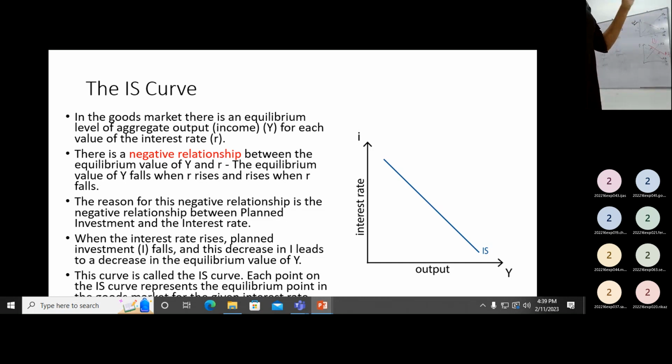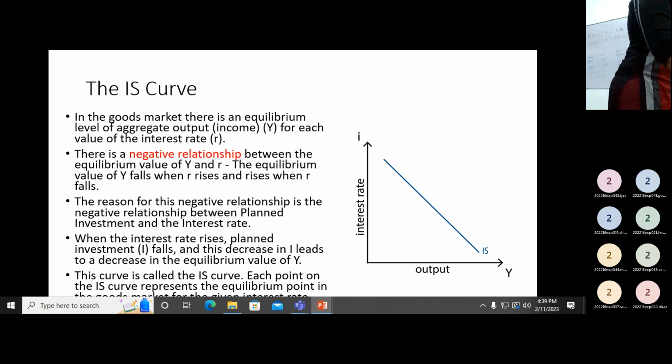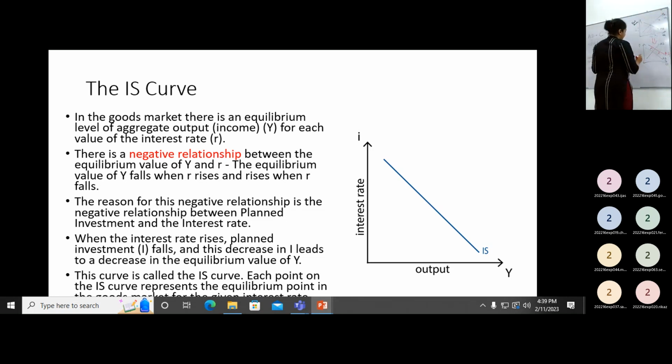So in the goods market, there's an equilibrium level of aggregate output for each value of interest rate. There's a negative relationship between the equilibrium value of Y and R. The equilibrium value of Y falls when R rises and rises when R falls. So R here is the interest rate, right? So when the interest rate rises, what will happen to aggregate demand? Can you recall that? It reduces, right? So aggregate demand reduces when the interest rate rises.